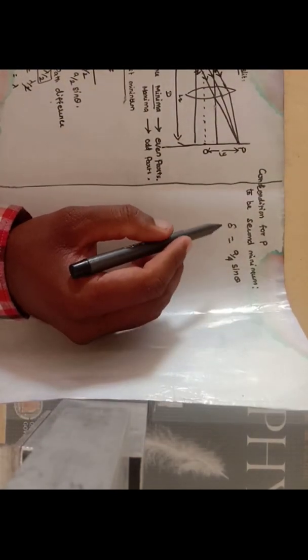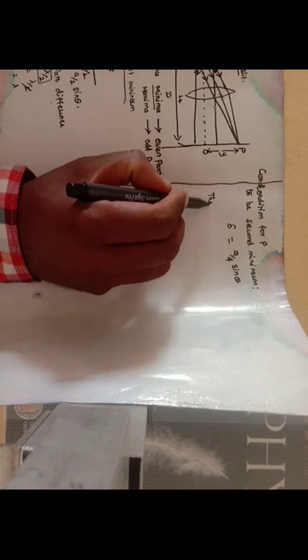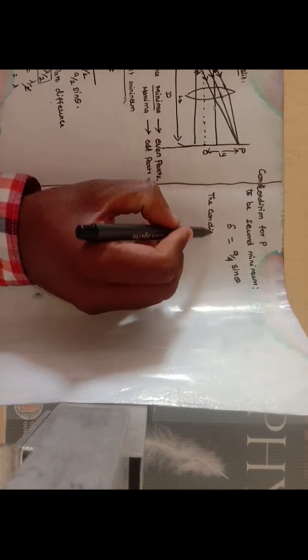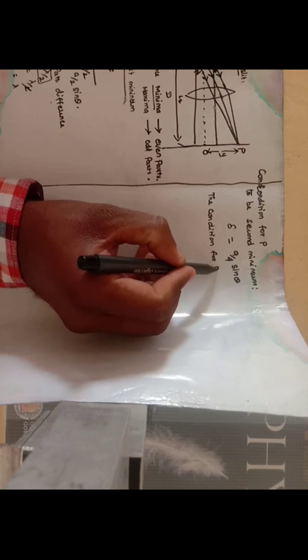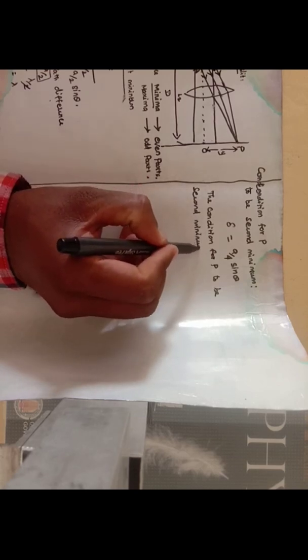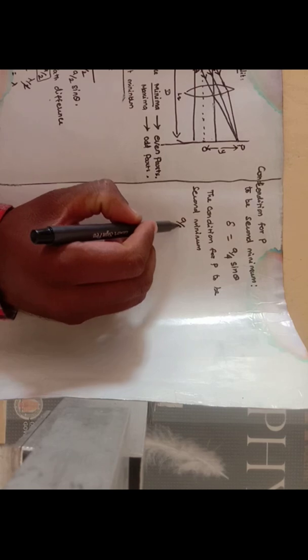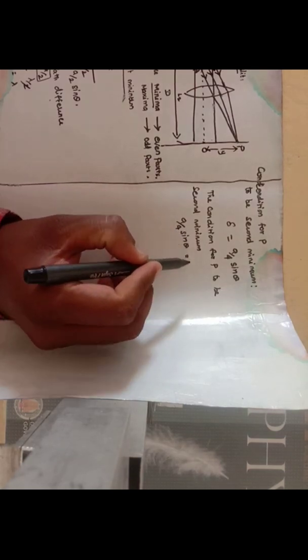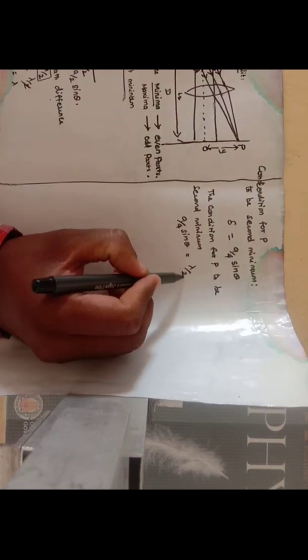And then the condition for destructive interference: the path difference is lambda divided by 2. So we can substitute that value. The condition for P to be second minimum is a divided by 4 sin theta is equal to the general condition, that is lambda divided by 2.